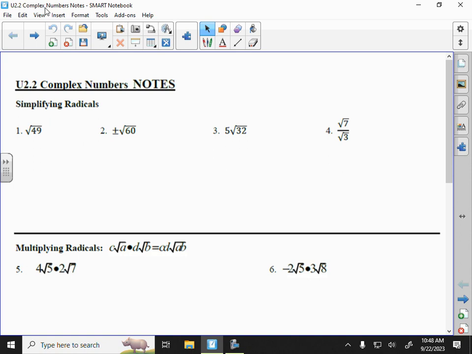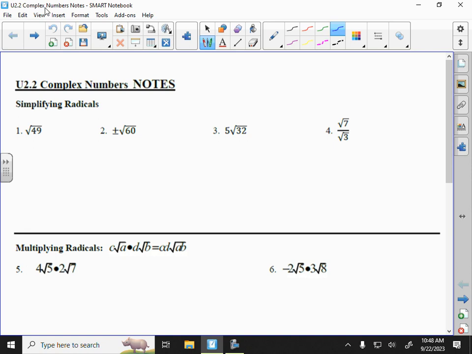we're going to go ahead and look at what are called complex numbers. And before we do complex numbers, we're going to kind of review radicals again, because radicals come up a little bit in this unit. All right, so square root of 49, remember, you can plug it in the calculator.